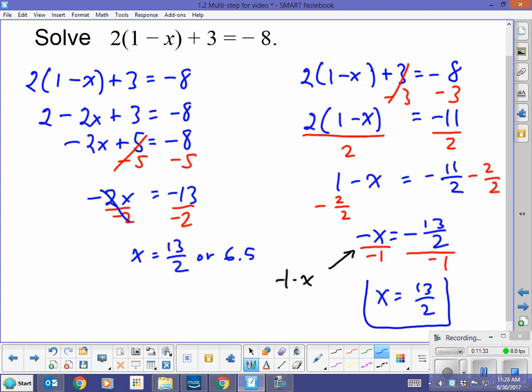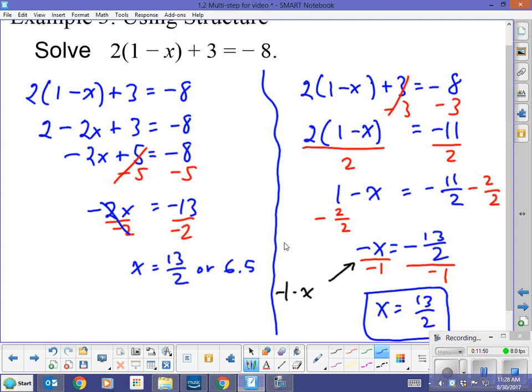Okay, so it's a different way to do the same problem, but you're thinking of this quantity together. But all the other rules of math still apply. As long as you're following the rules of math, you can do things like this. Okay, just a different way of doing it.